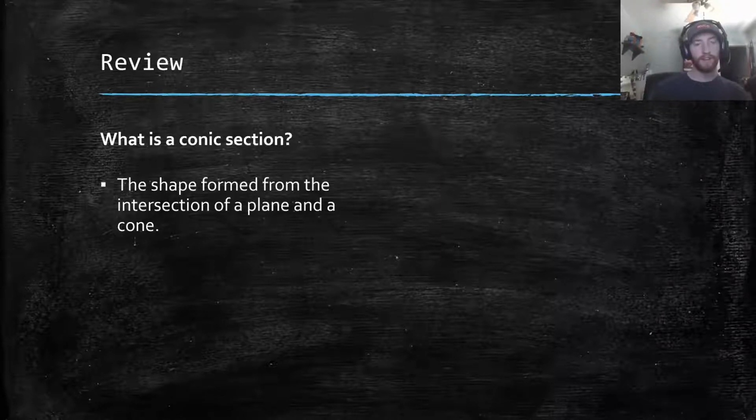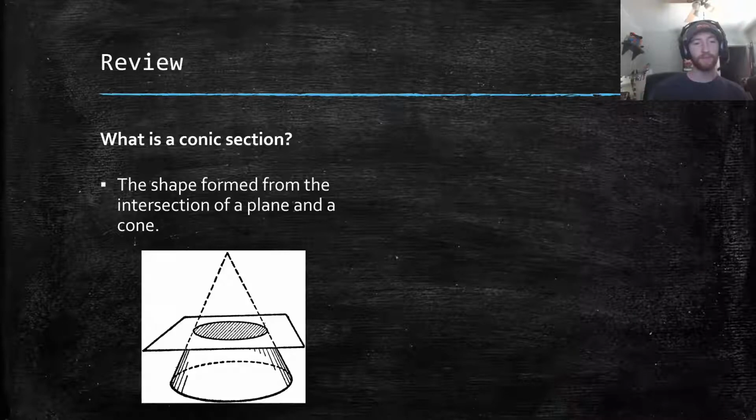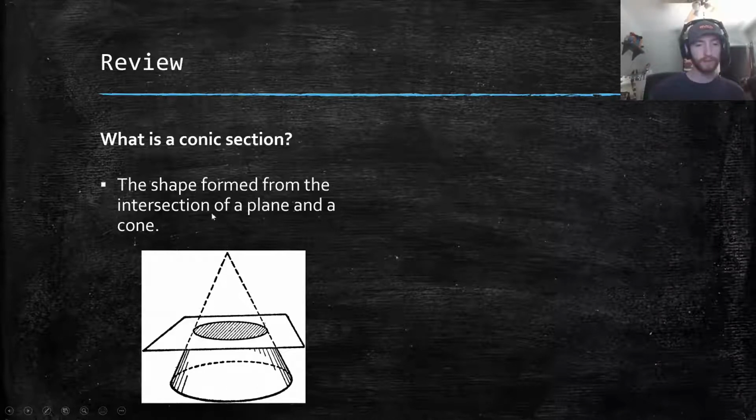Now, a conic section is the shape formed from the intersection of a plane and a cone. So as you can see here, we have our cone. We really only have half the cone here, remember, because it's a double-sided cone. But we only have one half of it here, and we have a plane. We have a plane that is intersecting this cone and forming this shape, which is called a conic section.